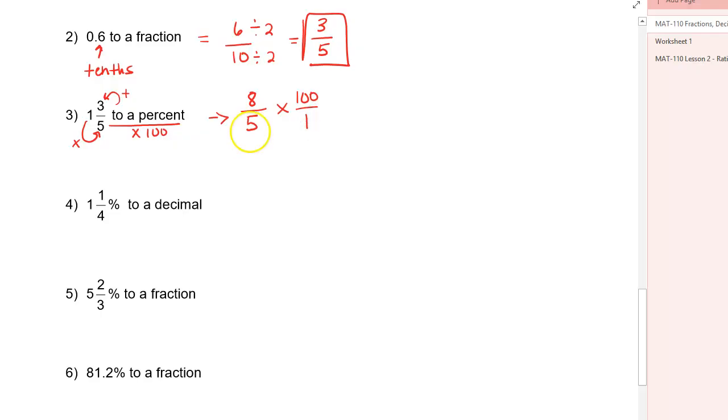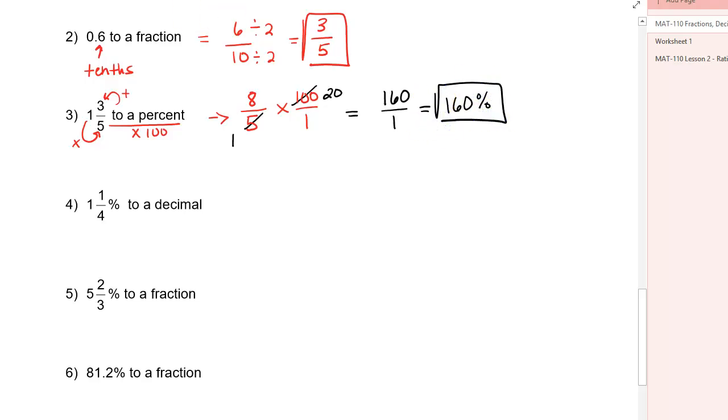I notice that I can cross simplify. So 5 will go into itself 1 time, and 5 will go into 100 20 times. So now if I multiply, 8 times 20 is 160. 1 times 1 is 1. And so that gives us 160%.